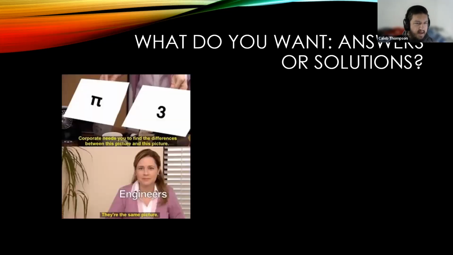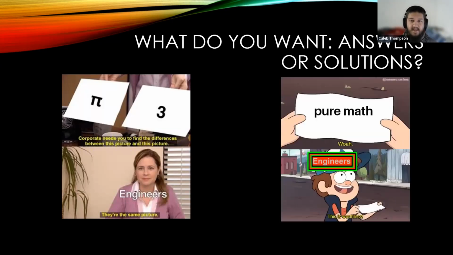To illustrate this, here's a meme that I stole off the internet. Corporate needs to find the difference between these two pictures. They're the same picture. Pi equals 3. It's close enough in way too much stuff. Actually, 22/7 is what engineers would really say, but it works. And on the flip side, this is worthless, which is technically probably true. But I personally think that's part of what makes pure math a lot more interesting. It's more of an art than engineering by a lot.